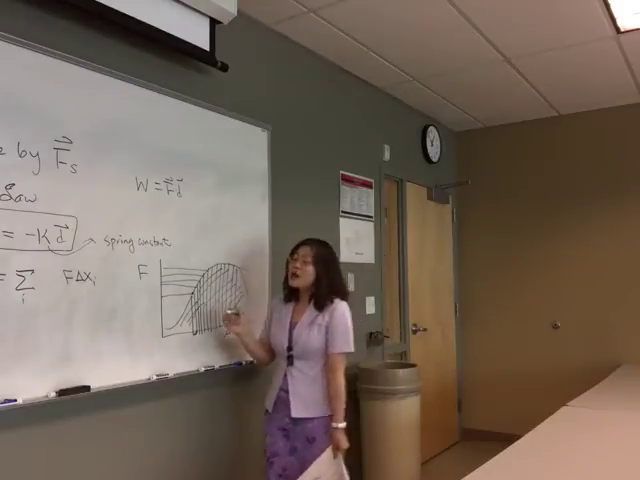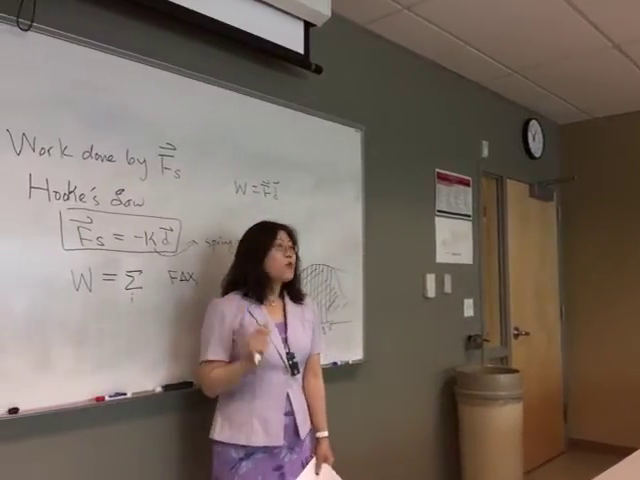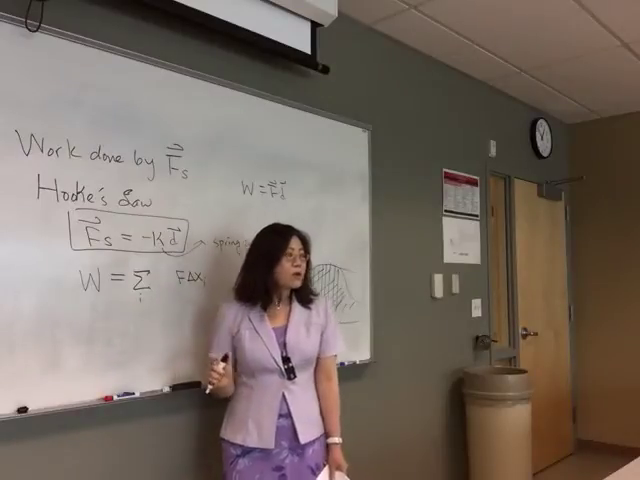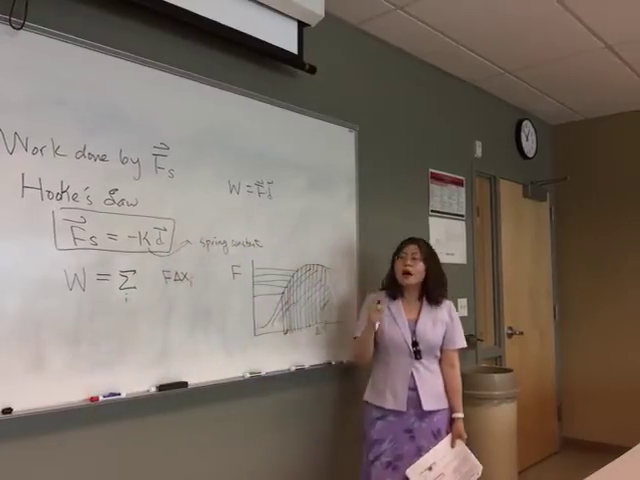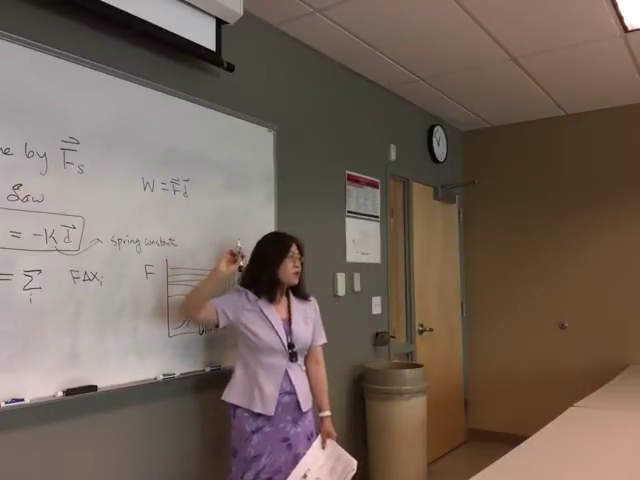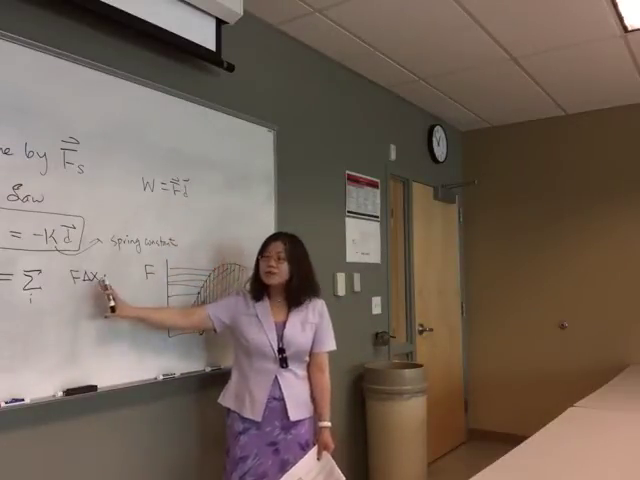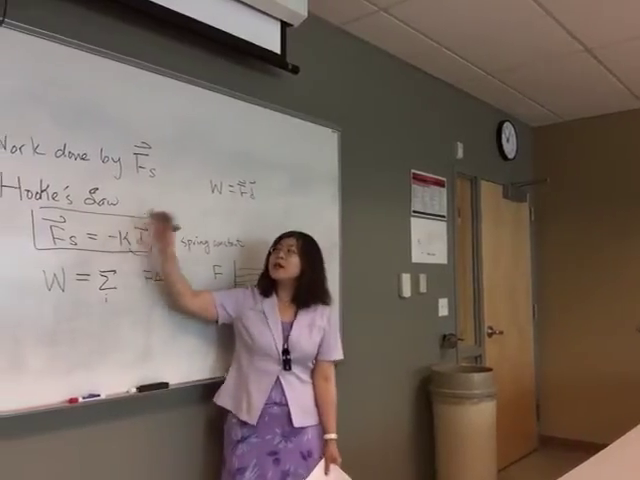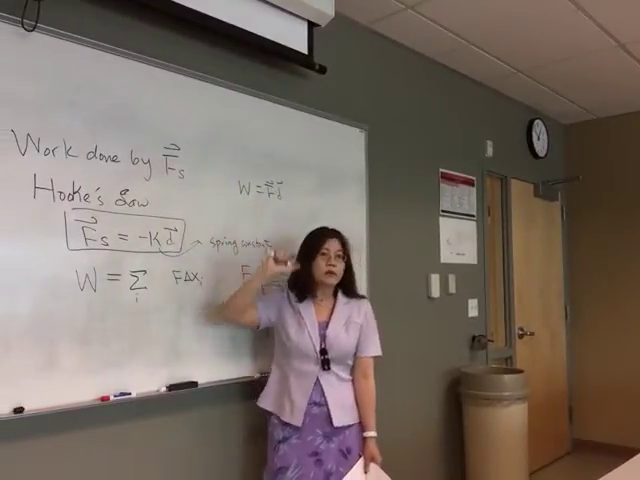So in other words, when you're dealing with a variable force, you have to use calculus to calculate the amount of work done by the variable force. And likewise, spring force is a variable force, so you have to use calculus. You cannot just directly use F dot D. That would not work, okay?